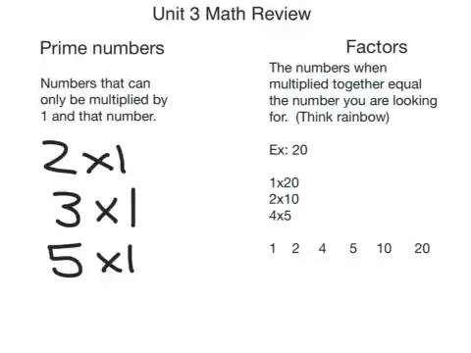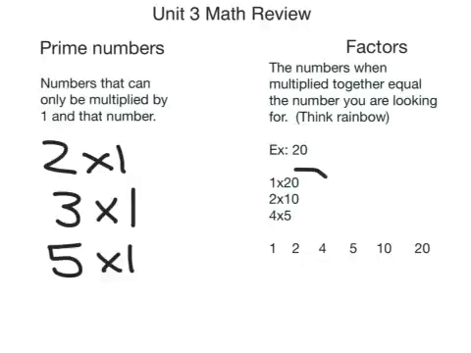Factors are the numbers that, when multiplied together, equal the number you are looking for. So think of a rainbow. Let's take the number 20, for example, and look at all the things that you can multiply to get 20. You can multiply 1 by 20, and that is the same as saying 20. You can multiply 2 groups of 10, and that's the same as 20. And you can multiply 4 groups of 5, and that is the same as 20.